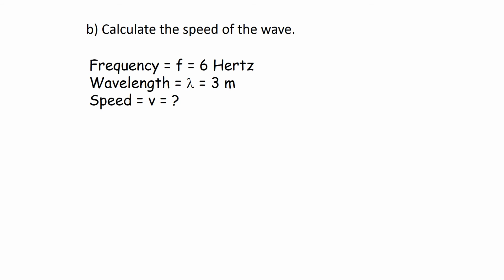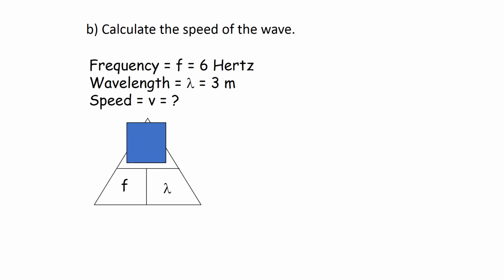Now we have the frequency and the wavelength, we can work out the speed. V equals f times lambda. 3 times 6 is 18 meters per second.